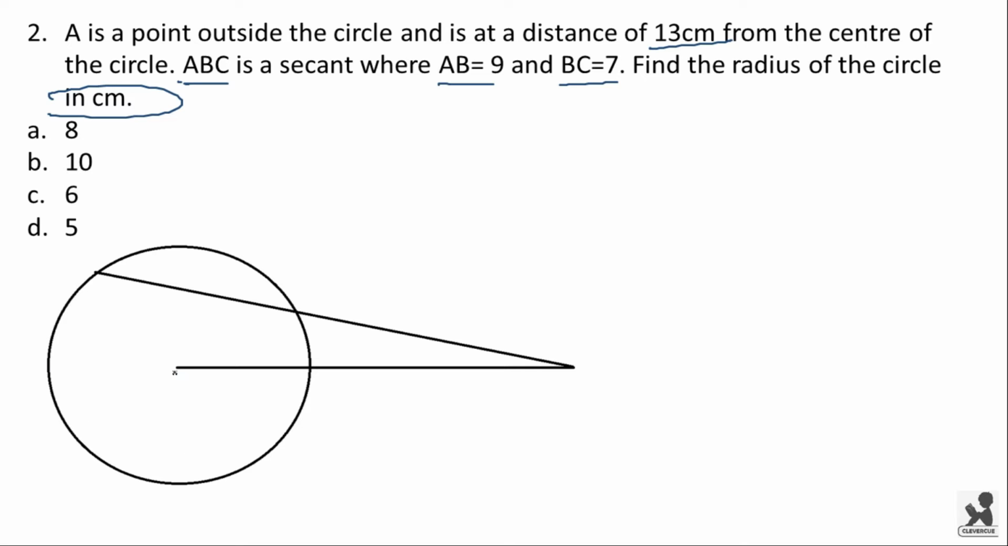Here is a circle and this is the center. This is a point A which is outside the circle and we have got the secant A, B, C. The length of AB is given 9 and the length of BC is 7. Now let us draw a line, that is, let us extend this line A to the center and intersect the circle.